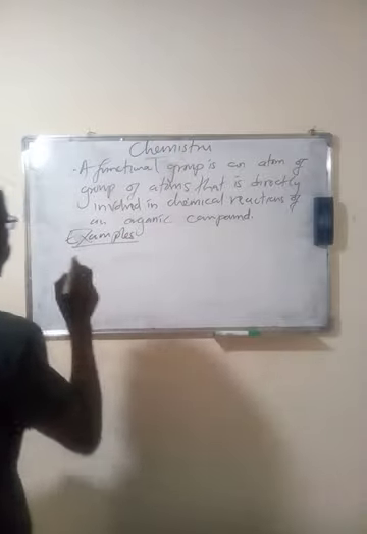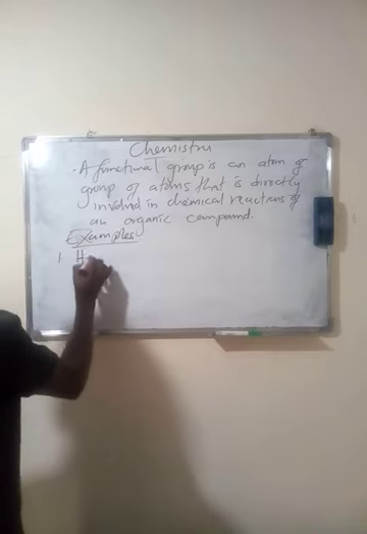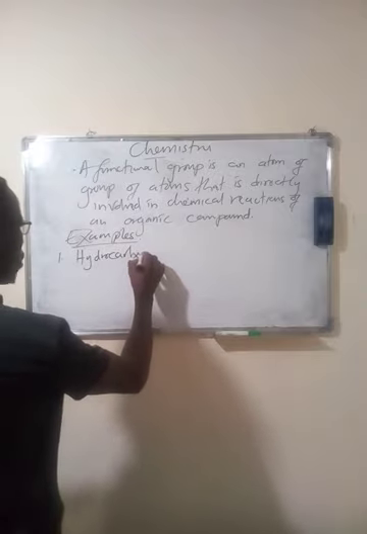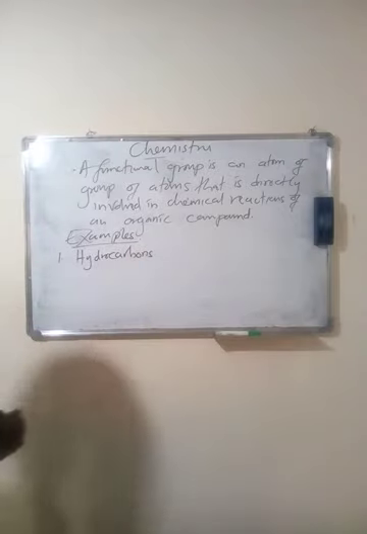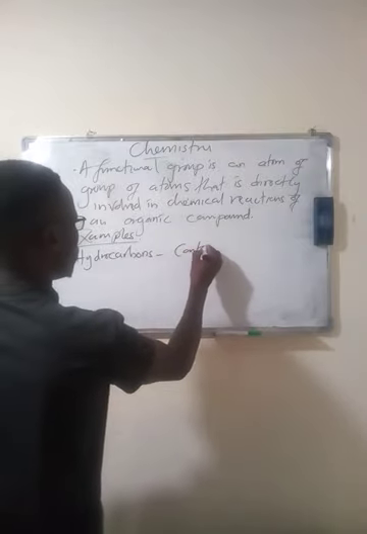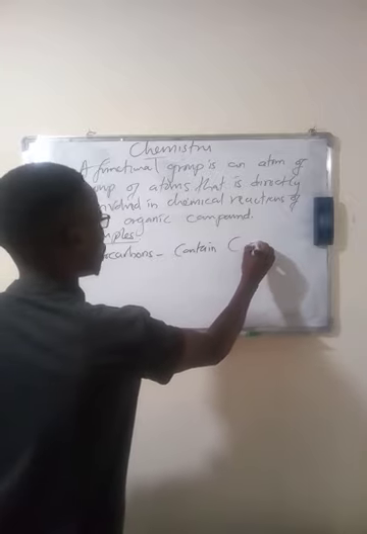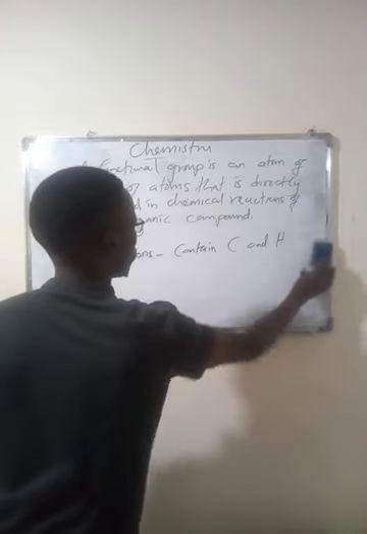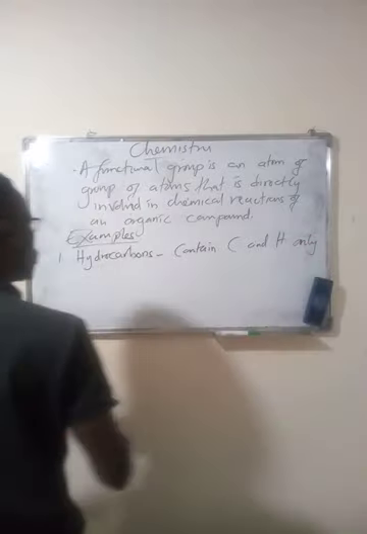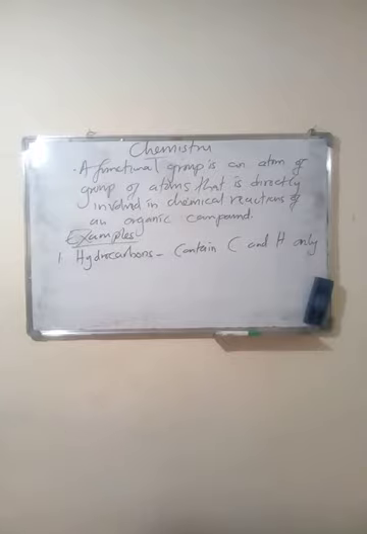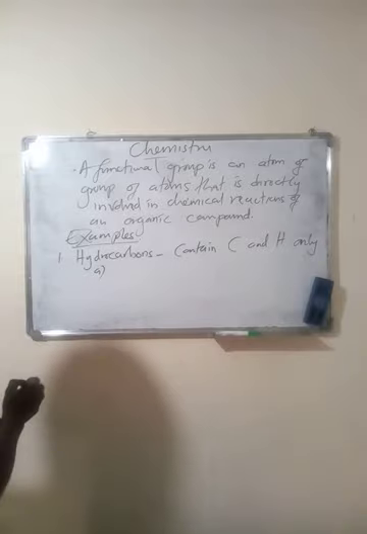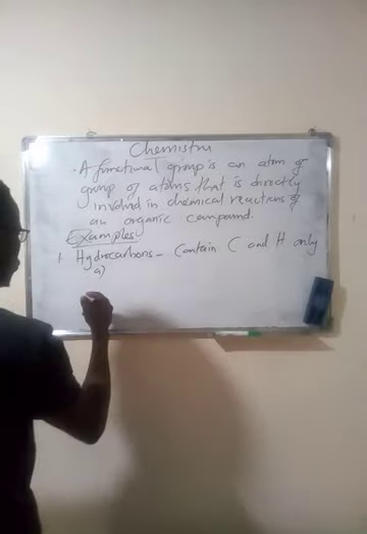Now, number one, we have what are called hydrocarbons. When you look at hydrocarbons, these are compounds that contain carbon and hydrogen atoms only. They contain carbon and hydrogen atoms only, nothing else, right? Now, what falls under hydrocarbons? Under hydrocarbons, we have alkanes.